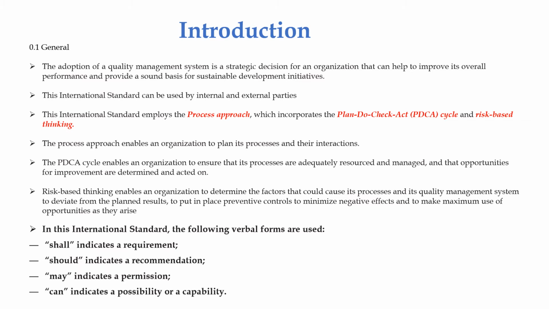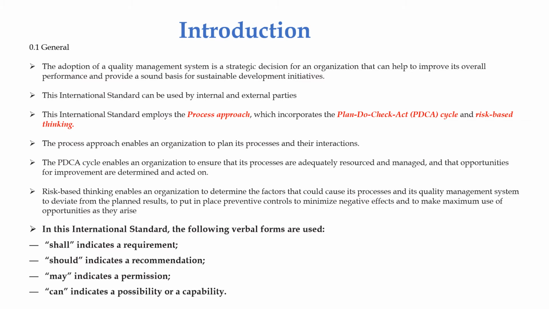The adoption of a quality management system is a strategic decision for an organization that can help to improve its overall performance and provide a sound basis for sustainable development initiatives. It is an international standard which can be used by both the internal and the external party.